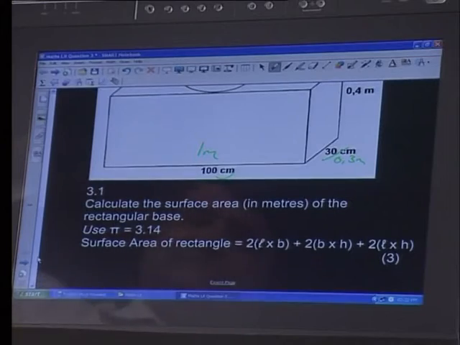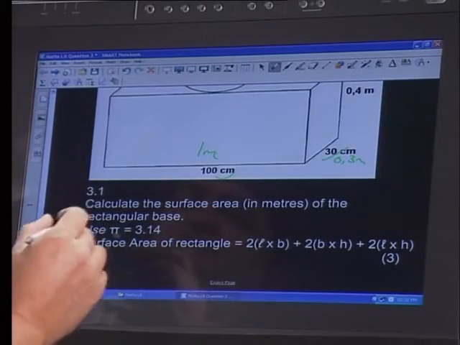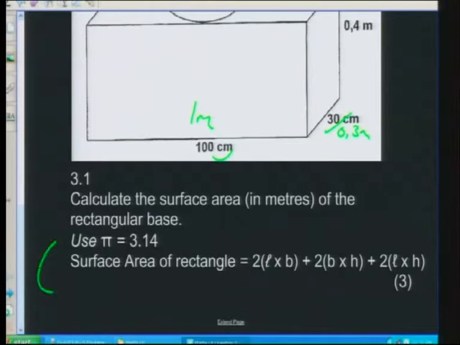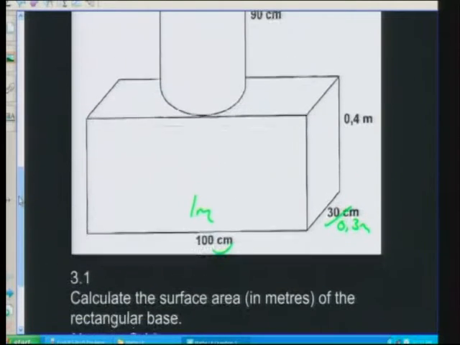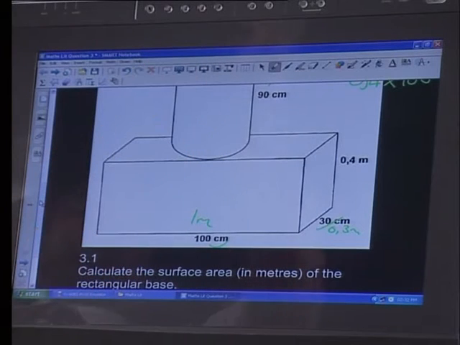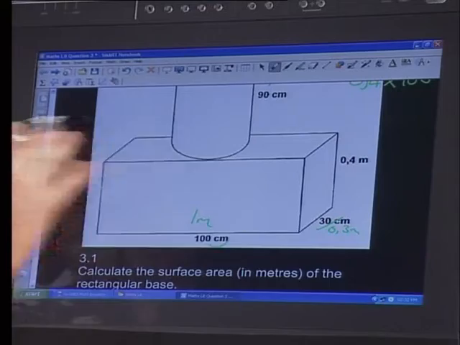So here's my problem with this question. My problem is this, that it says use pi is 3,14, but there's no formula with pi in it. The next problem I have with this question is this. Are they asking for the surface area of the box without that cylinder, or are they asking for the area of that box with the cylinder on top? Because we're going to get two different answers.